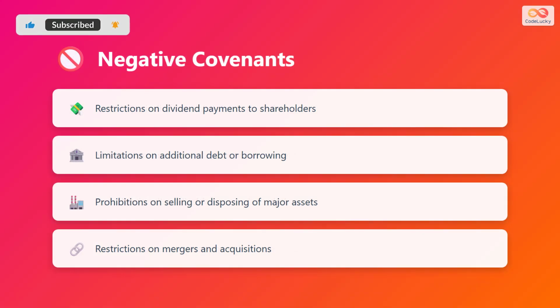Negative covenants place restrictions on what borrowers can do during the loan term. One common restriction limits dividend payments to shareholders, ensuring that cash stays in the business to support operations and debt repayment. Lenders also typically impose limitations on additional debt or borrowing to prevent the borrower from becoming overleveraged. There are usually prohibitions on selling or disposing of major assets, which could weaken the company's financial position or eliminate collateral. Finally, restrictions on mergers and acquisitions prevent the borrower from making risky strategic moves without lender consent. These restrictions help preserve the borrower's financial strength.